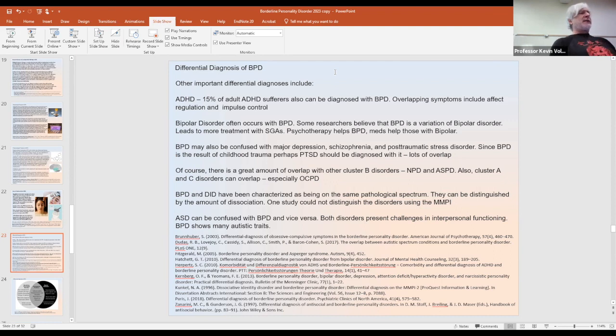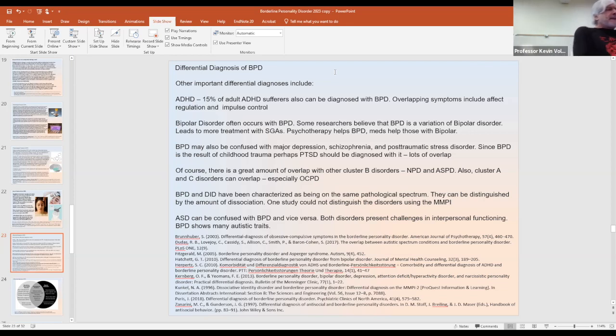Borderline personality disorder and dissociative identity disorder, as I mentioned before, may be on the same pathological spectrum, and can be distinguished by the amount of dissociation. People with BPD don't have alters. They just see you as good or bad, right? One study could not distinguish these disorders, however. They used the MMPI to measure these kinds of things, and they could not measure the dissociation. They could not distinguish between them when they used the MMPI.